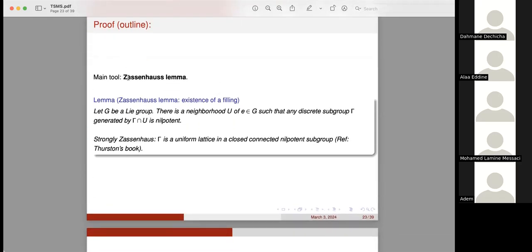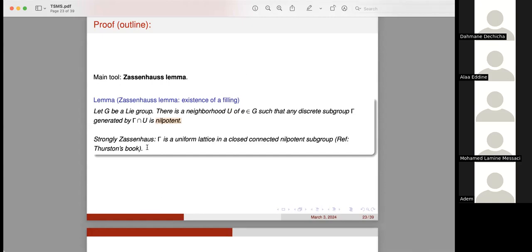So, Zassenhaus lemma. Let J be a Lie group. Zassenhaus lemma ensures the existence of a neighborhood U of the identity element of J, such that any discrete subgroup generated by elements in U is nilpotent. You can find this version in the book of Raghunathan.